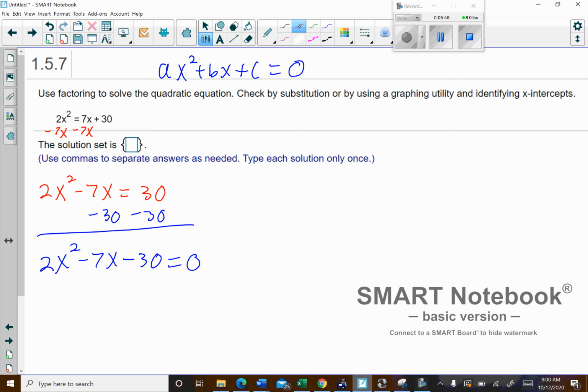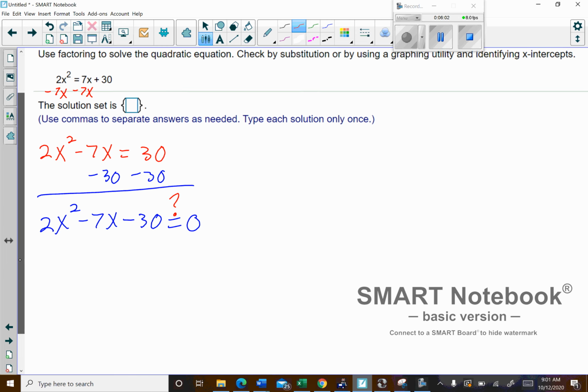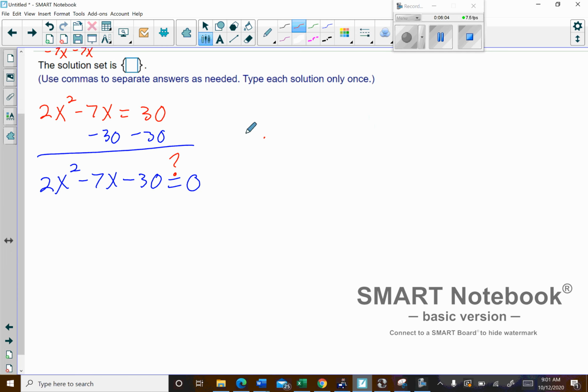Now what we want to do is factor it just like we did on the previous example I just did. But what you want to realize is that you're really trying to figure out what makes this equal 0. But in order to do that, you have to be able to factor it first, okay? And so you could do guess and check if you like. I'm going to go ahead and do the process that I showed you on the previous example.